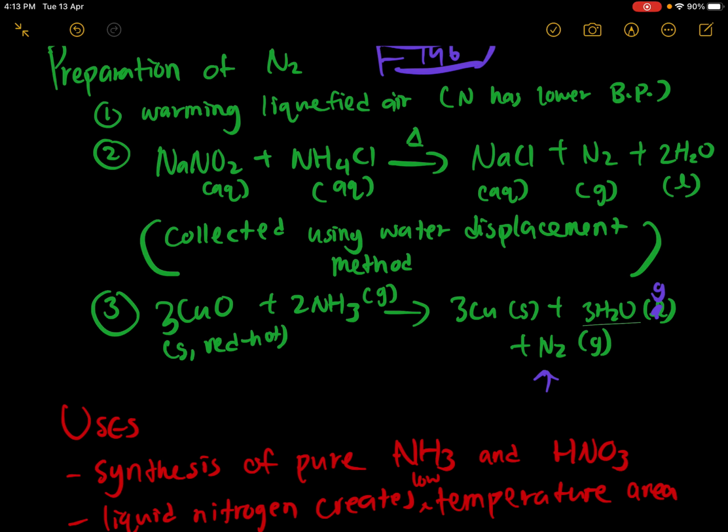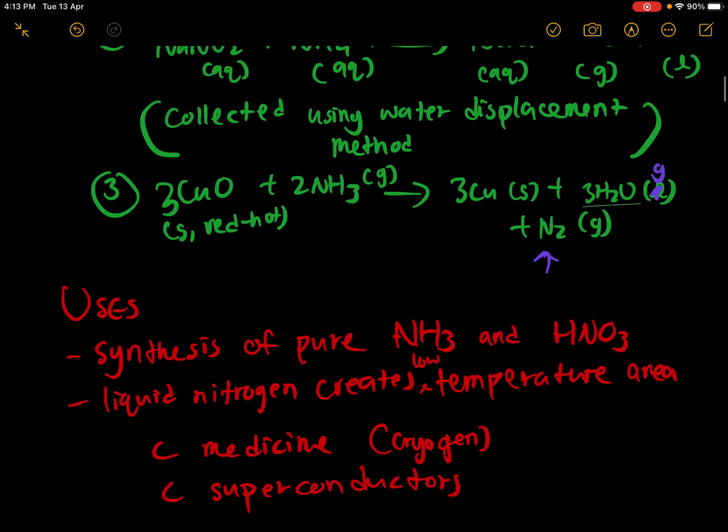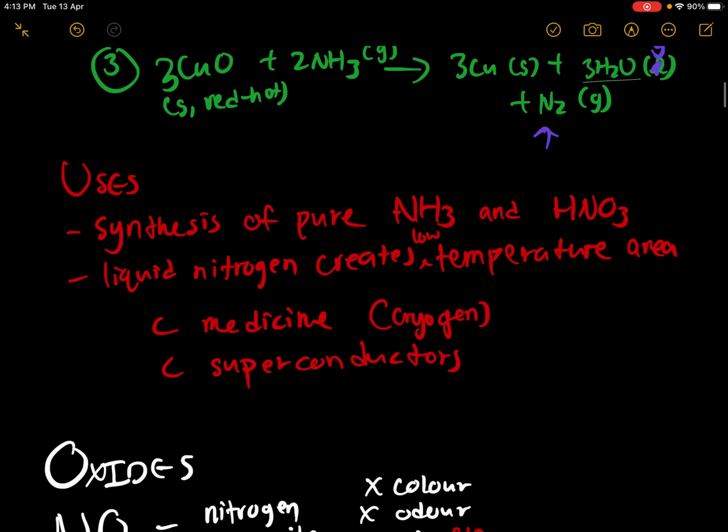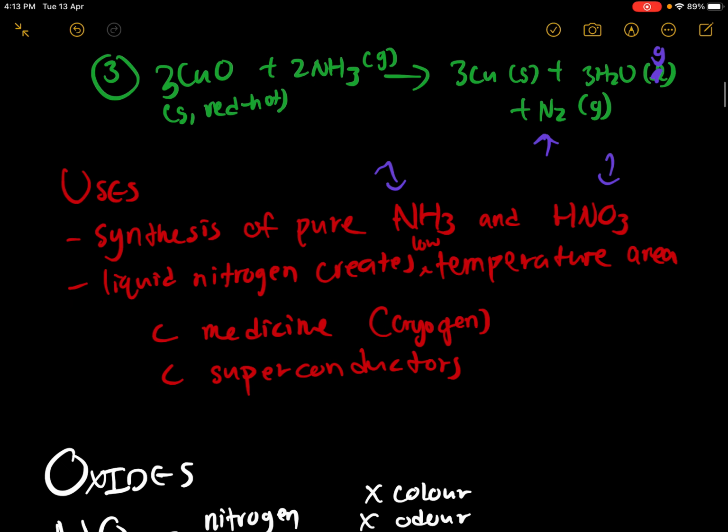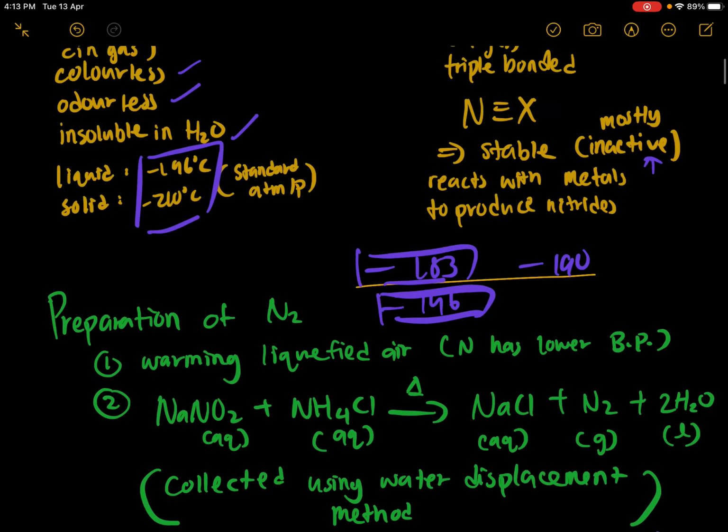Okay, anyway, you need to know that you need to collect it using the water displacement method. You can Google more about what this displacement method is if you want. What can you use nitrogen gas for? You use nitrogen gas to create pure ammonia gas and nitric acid. Why? You'll know soon.